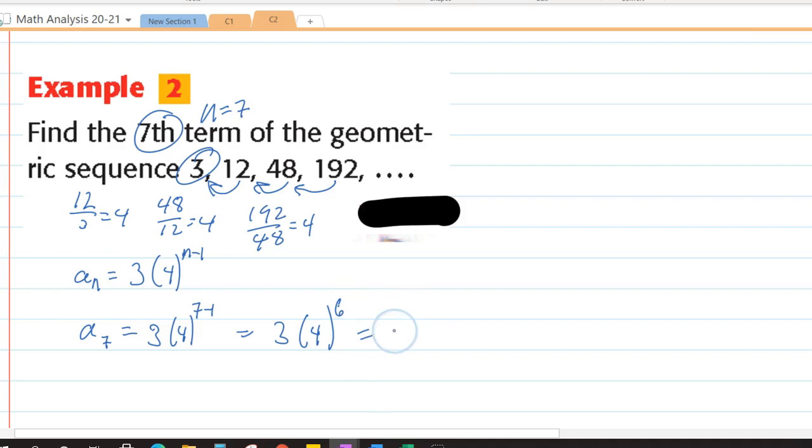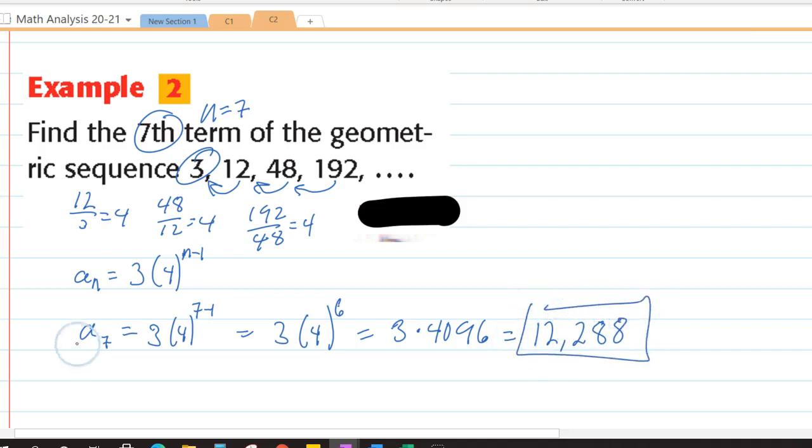At this point, you definitely are going to need a calculator. That's going to give you 3 times 4096, which equals 12,288. So a sub 7, our 7th term, would be 12,288.